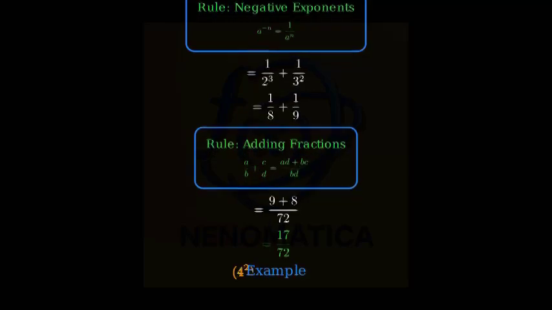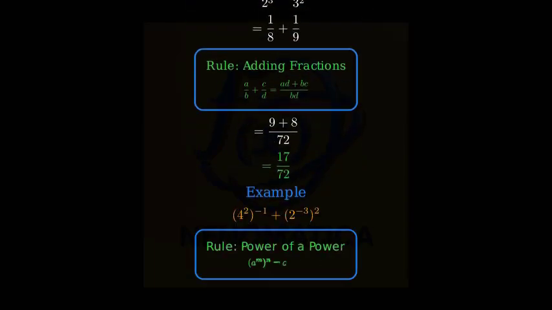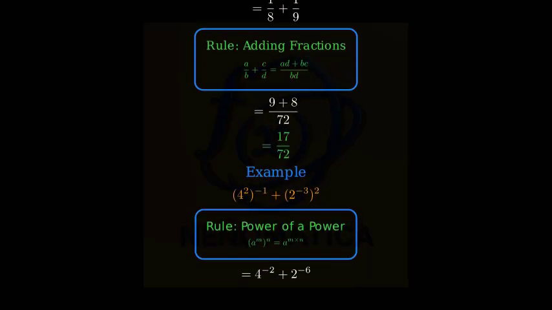Let's solve our third example. The quantity 4 squared to the power of negative 1 plus the quantity 2 to the power negative 3 squared. To solve this, we'll use the power of a power rule. When we raise a power to another power, we multiply the exponents. First, let's apply the power of a power rule.